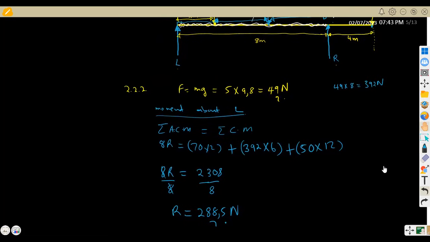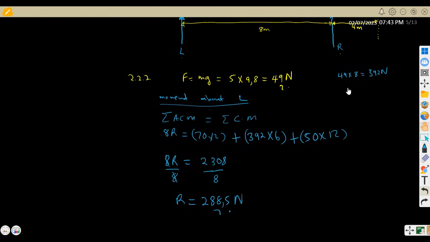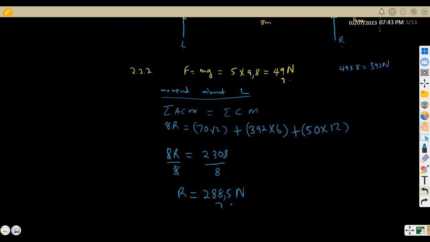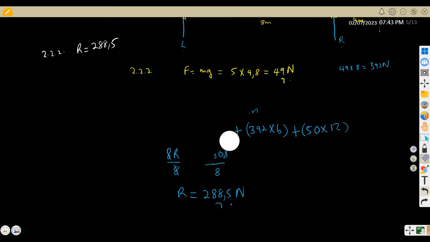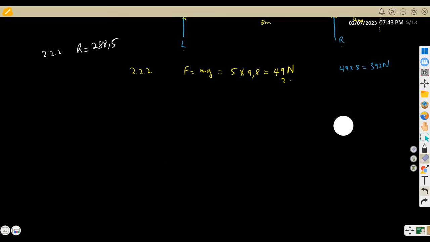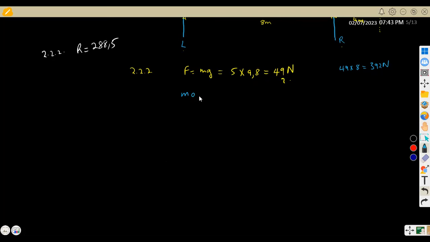If we are to take our moments about R this time, what is going to happen now? Okay, so let's take our moments about R. So in this case, what is important is the answer that we obtained here. I'm just going to erase this one. So what is important is that we obtained our R as 288.5. I just need to use this space here so that you can understand, because we've got the diagram just alongside, so it is going to be easier for us to use this one here. Okay, so now let's consider taking moments about R.